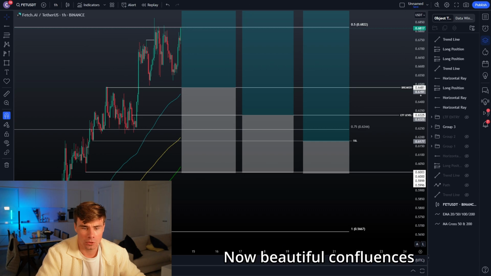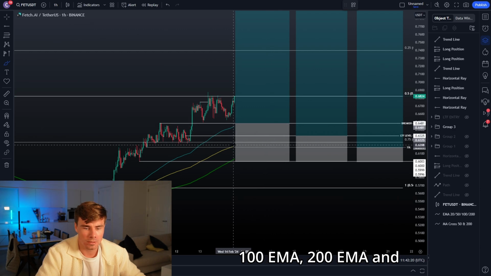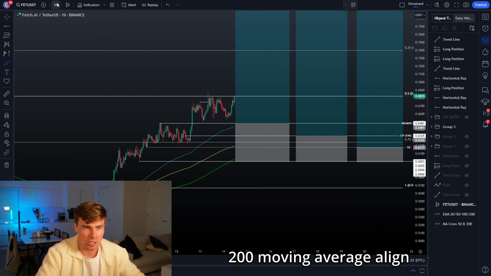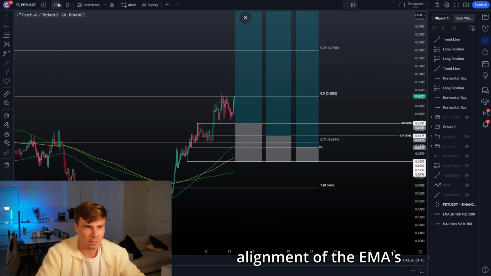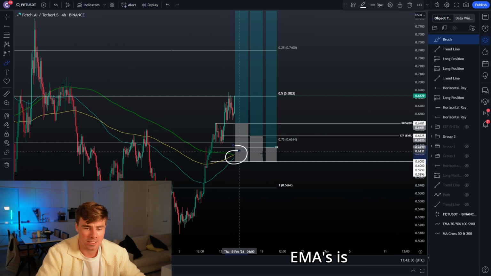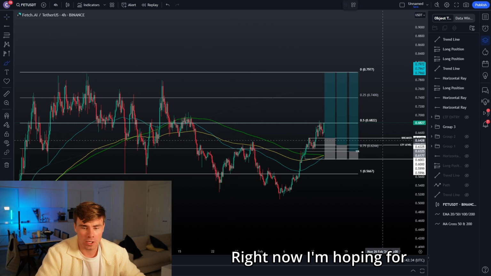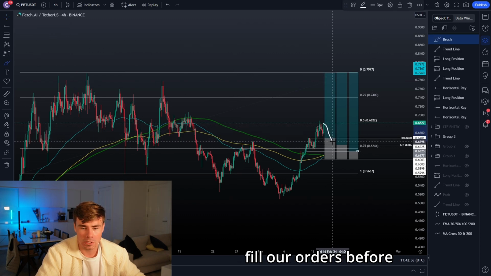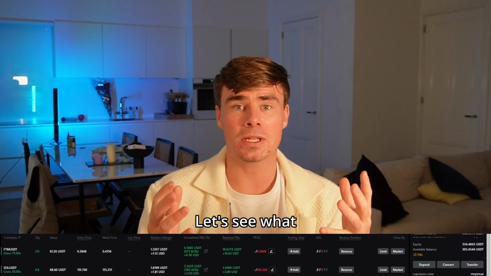Now beautiful confluences. Also, if we look at the EMAs on the 1 hourly time frame, just see how perfectly the 100 EMA, 200 EMA and 200 moving average align with our entry area. 2 hourly time frame, beautiful alignment of the EMAs, and also on the 4 hourly time frame, the alignment of the EMAs is absolutely stunning. So right now I'm hoping for a quick flush on FED to fill our orders before upside towards the range high liquidity pool. Let's see what happens from here.